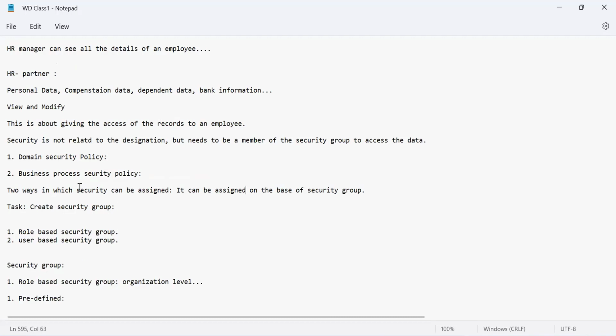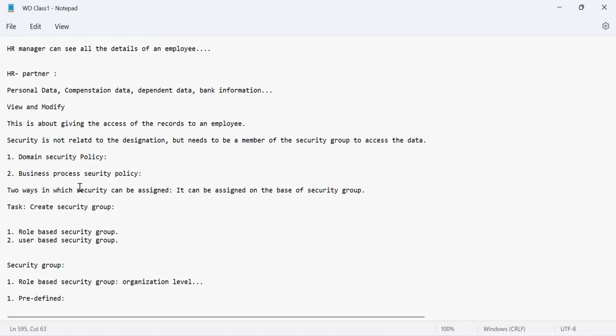So there are two ways in which your security can be assigned. I mean, these are not the only two ways, but these are two major ways in which your security can be assigned. And again, as I stated, security can be assigned through the security groups only. So in Workday, there is a typical way. You can't assign the permission on an employee. You cannot give a permission to an employee. You have to give the permission to a security group only.